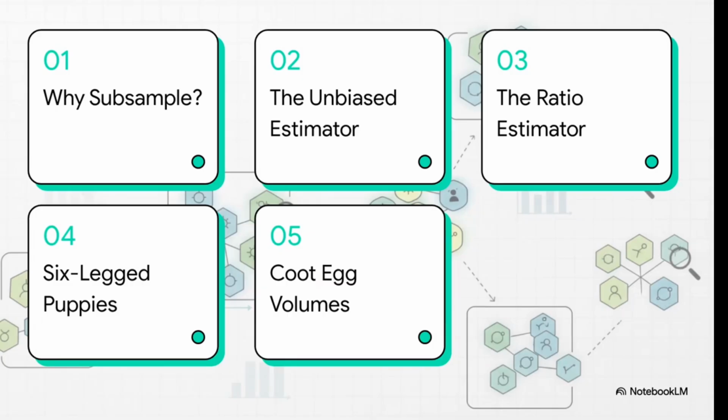Okay, so here's what we've got on tap. First, we'll tackle the why. What problem does two-stage sampling actually solve? Then we're going to get into the nuts and bolts, looking at two different ways to estimate our population values, the unbiased estimator and the ratio estimator. Then we'll have a little fun with an estimator showdown involving some, let's say, biologically unique puppies. And finally, we'll bring it all home by applying these concepts to a real-world study on coot eggs.